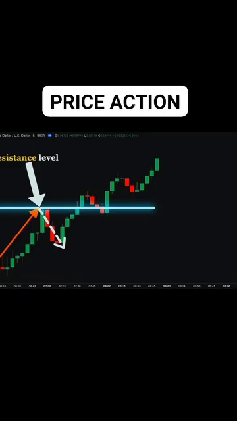Now, here's the key part. After that pullback, if the market regains momentum and breaks above that previous resistance level, that same level now becomes support.